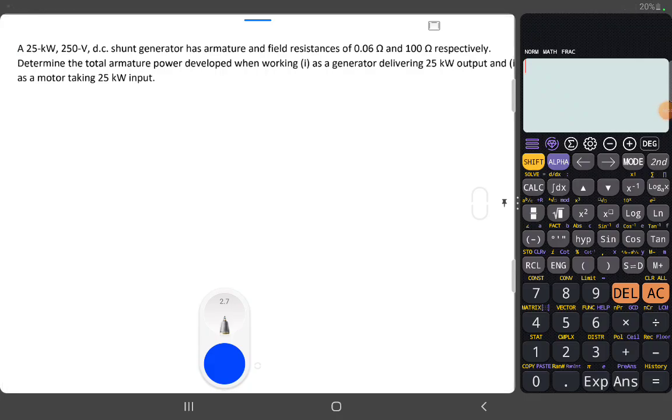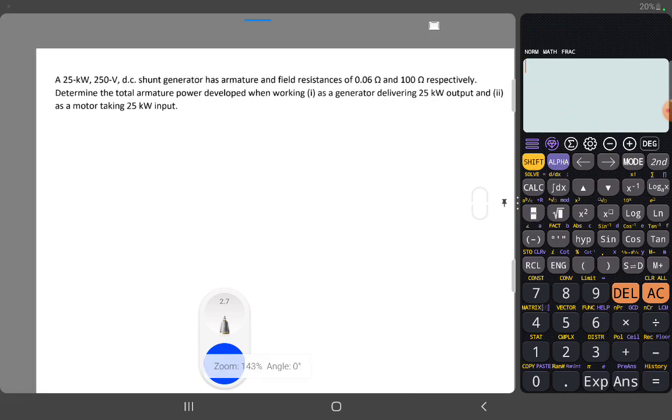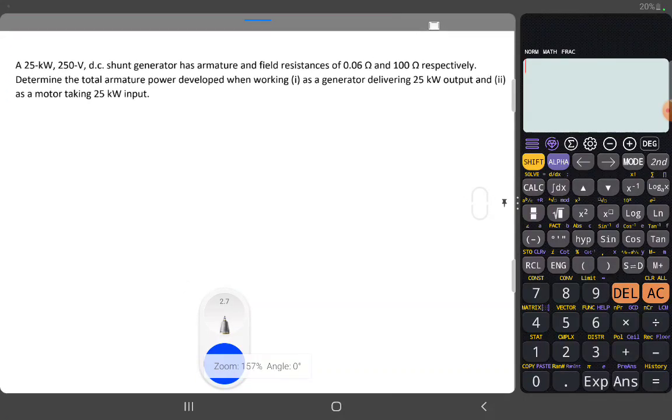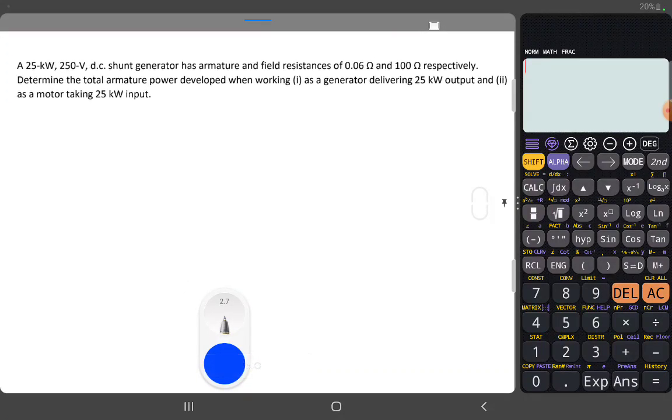Okay, so let's solve this problem. A 25 kilowatt, 240 volt DC shunt generator has armature and field resistances of 0.06 ohm and 100 ohm respectively. Determine the total armature power developed when the machine is working as a generator with a 25 kilowatt output and as a motor taking 25 kilowatt input.